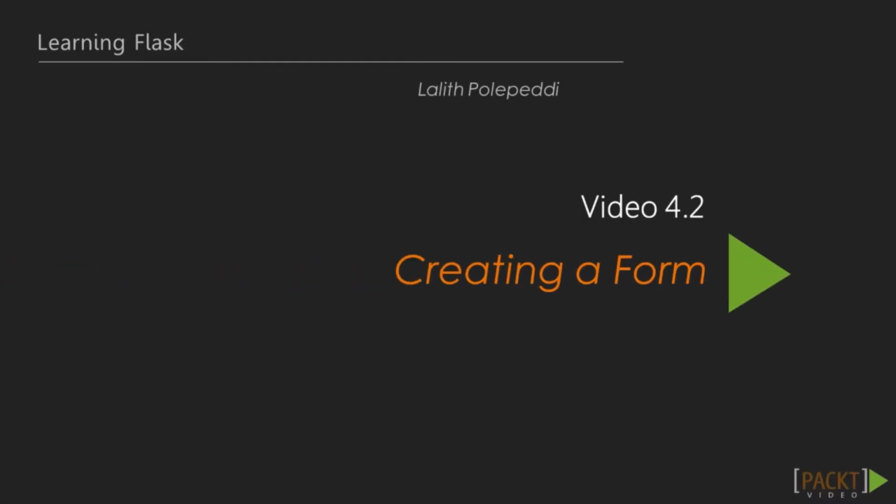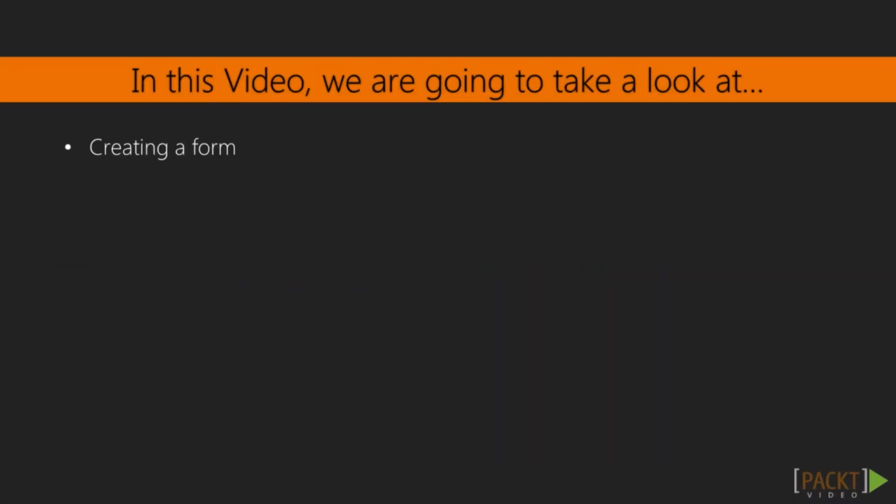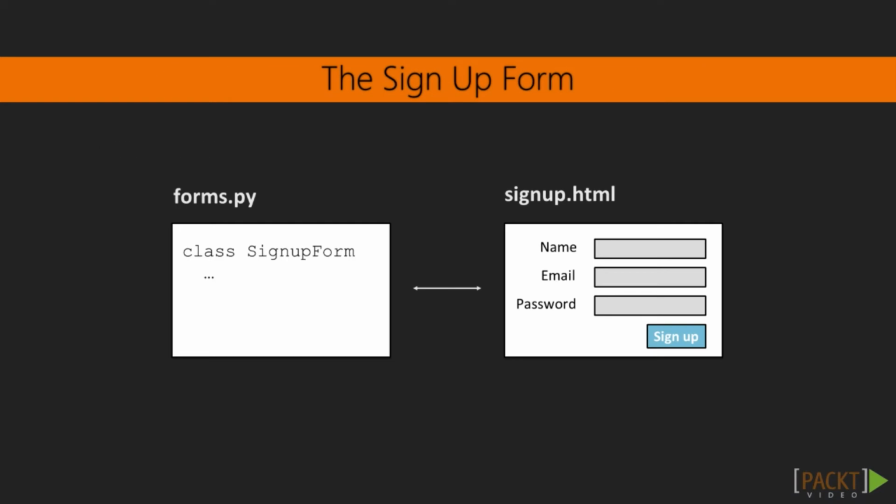In the last video, we installed Flask-WTF. In this video, we'll create a form. In order to make a web form using Flask-WTF, we need to do two things. First, we need to set up a backend where we define the form's fields. Second, we need to set up a front end where we display the form's fields to the user. Let's set up the backend first.